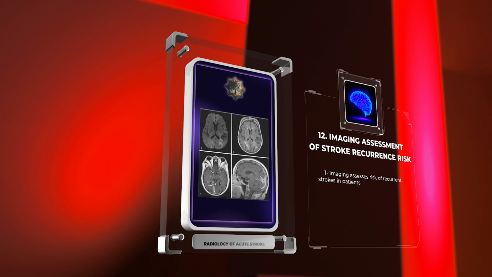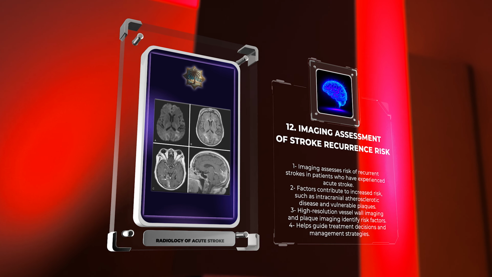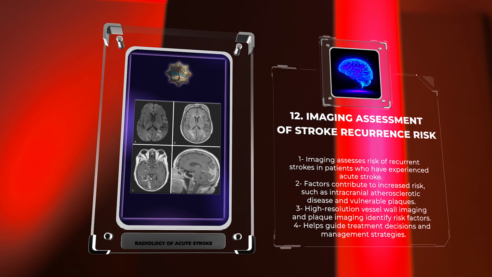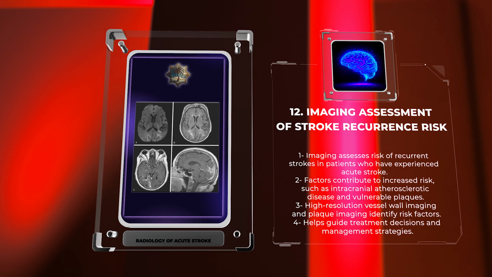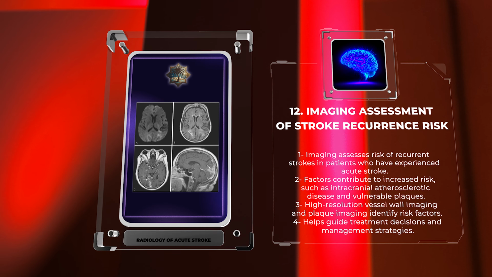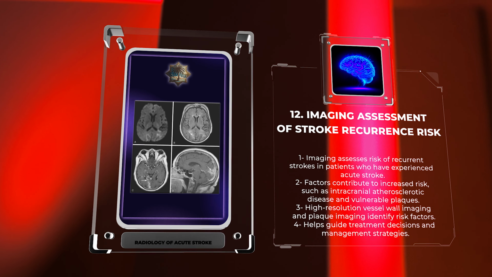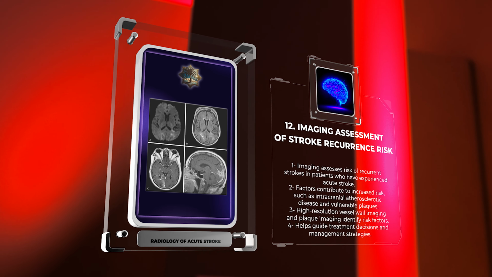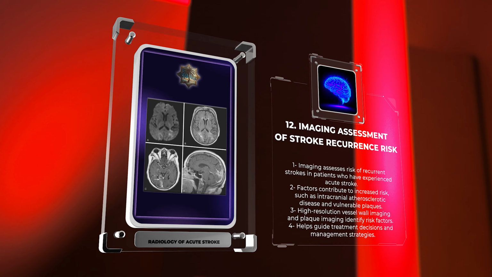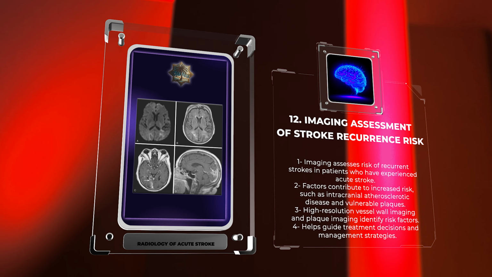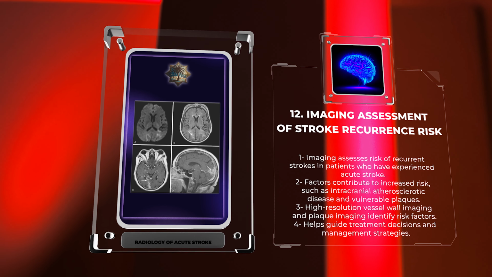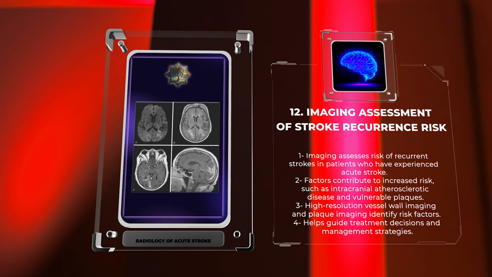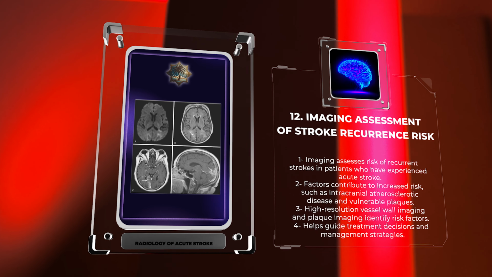Imaging plays a crucial role in assessing the risk of recurrent strokes in patients who have already experienced an acute ischemic stroke. Various factors, including the presence of intracranial atherosclerotic disease, proximal stenosis, and vulnerable plaques, can contribute to an increased risk of recurrent strokes. Imaging modalities such as high-resolution vessel wall imaging and plaque imaging can help identify these risk factors and guide subsequent treatment decisions. By meticulously analyzing imaging findings, radiologists can provide valuable information about the risk of stroke recurrence, allowing for appropriate management strategies to be implemented. Now, let's move on to our concluding thoughts.